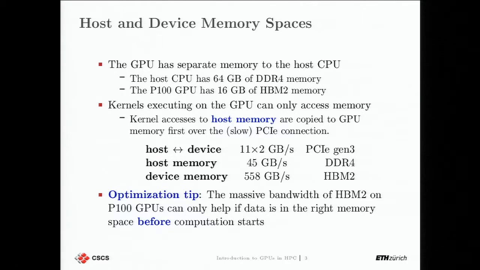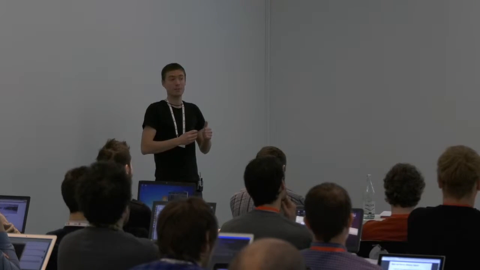This times 2 means we can actually be copying from the host to the device memory at the same time as we're copying from device back to host. So we can have one copy going in each direction, and each direction has a full 11 gigabytes available to it. But if you're only copying in one direction, you still only get that 11 gigabytes a second. So this is a key optimization tip: you've got this massive bandwidth on the P100 GPU, and for a lot of algorithms and codes, that's really useful.